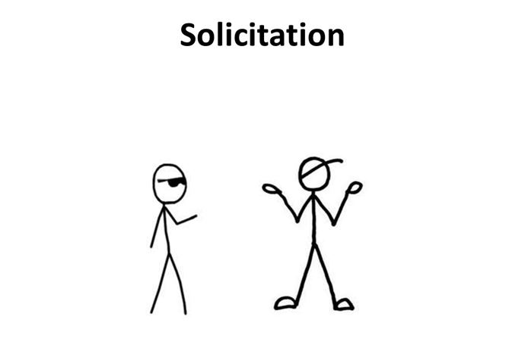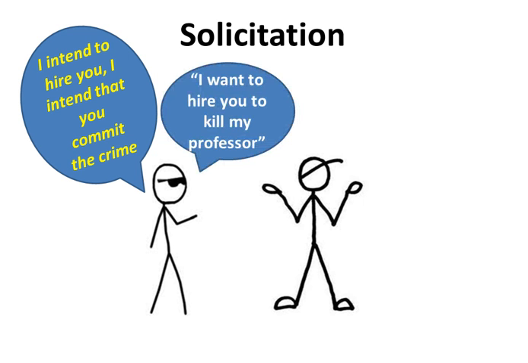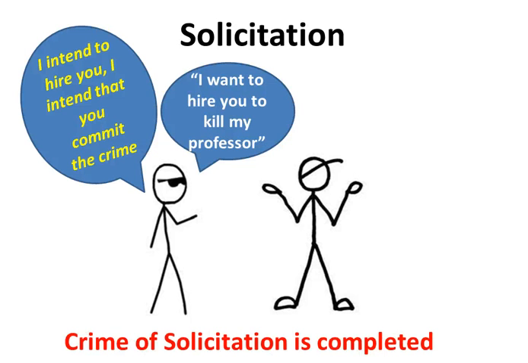So we have our two defendants here, and the one says, "I intend to hire you, I intend that you commit the crime. I want to hire you to kill my professor." At this point, the crime of solicitation is completed. That is all that is needed. The intent to solicit and the intent that the defendant commit the crime. That is all that is needed here.